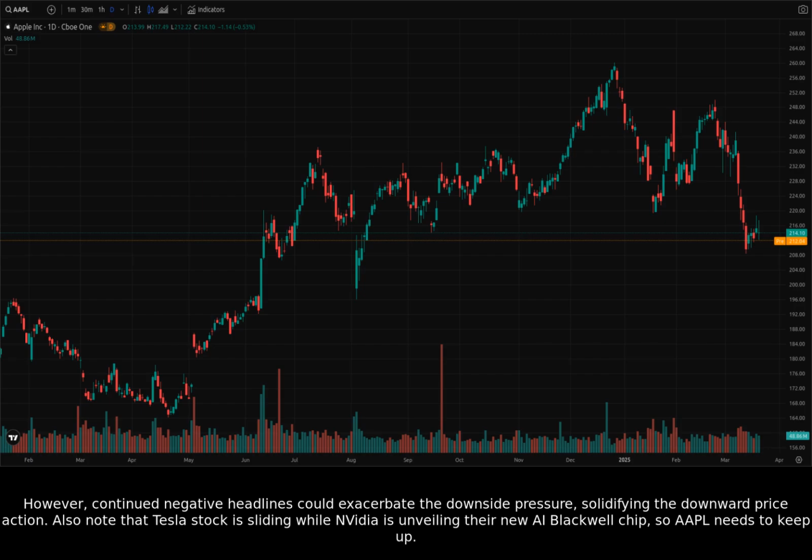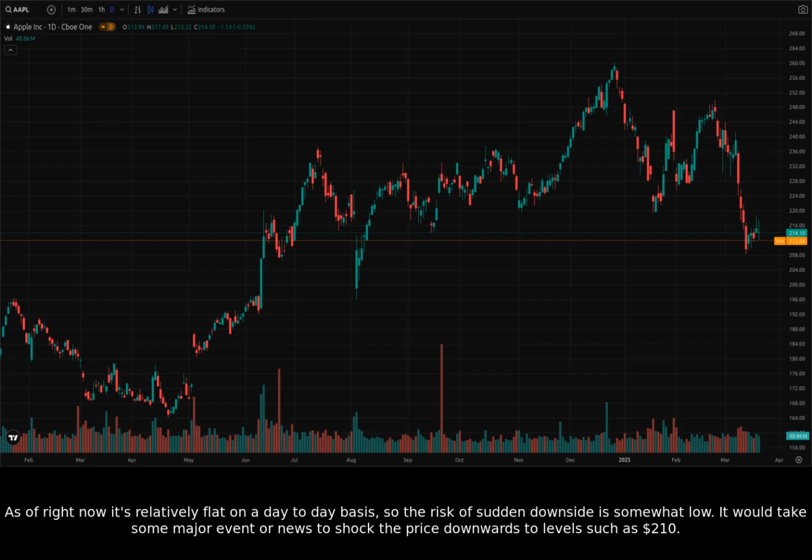Also note that Tesla stock is sliding while Nvidia is unveiling their new AI Blackwell chip, so Apple needs to keep up. As of right now, it's relatively flat on a day-to-day basis, so the risk of sudden downside is somewhat low. It would take some major event or news to shock the price downwards to levels such as $210.